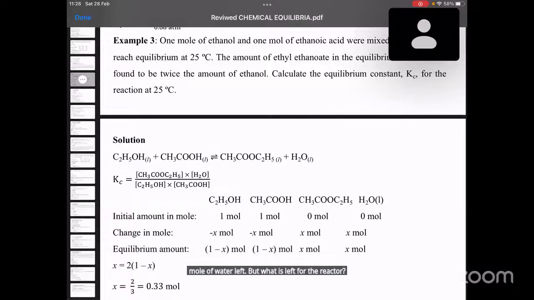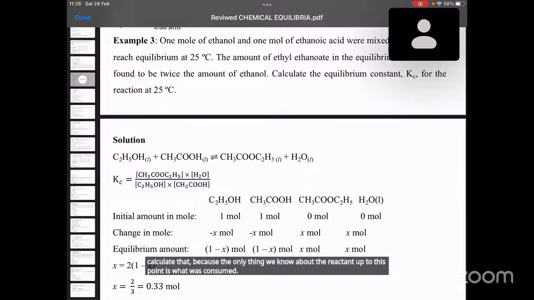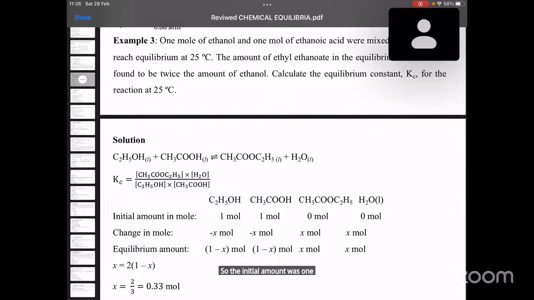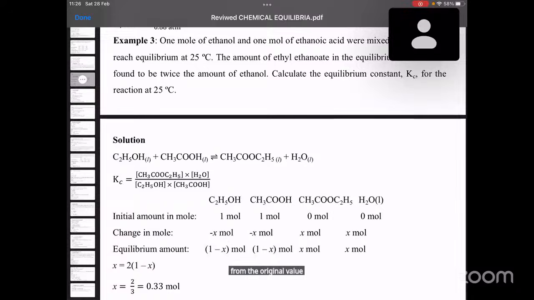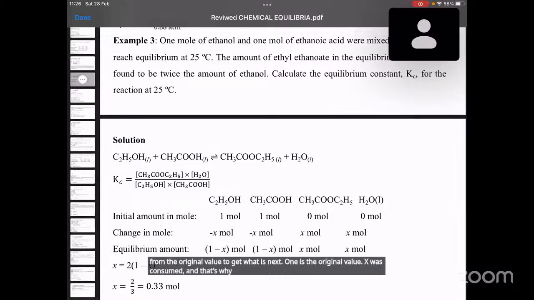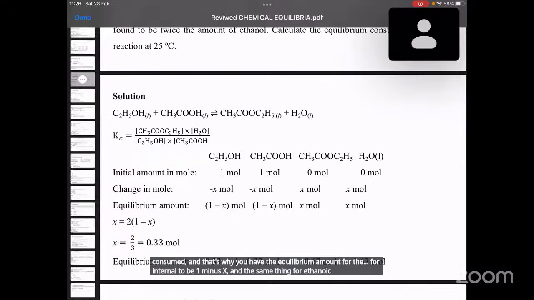We still need to calculate that, because the only thing we know about the reactant up to this point is what was consumed. Now, to calculate what is left, since the initial amount was 1 mole, we're going to subtract what is consumed from the original value to get what is left. 1 is the original value, X was consumed, and that's why you have the equilibrium amount for ethanol to be 1 minus X, and the same thing for ethanoic acid, 1 minus X mole.